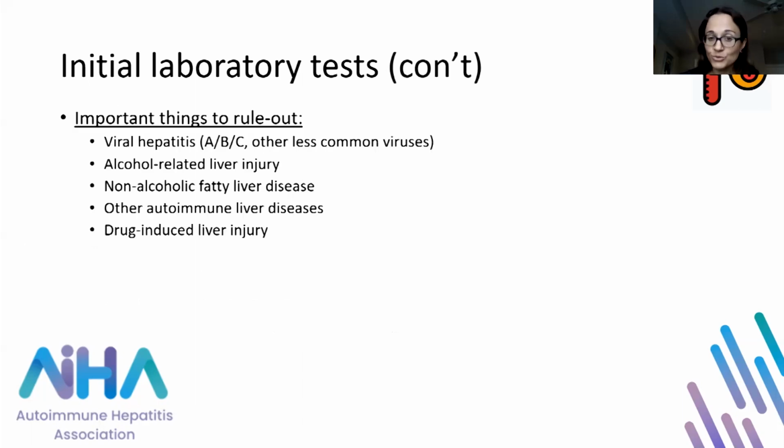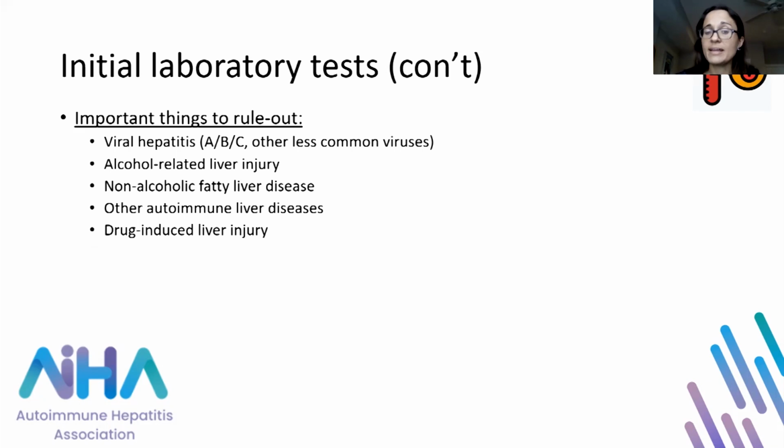While we're confirming the diagnosis of autoimmune hepatitis, we also want to rule out alternative diagnoses. And so typically patients are tested for viral hepatitis. So that's hepatitis A, B, and C. There are also some other less common viruses that sometimes we will test for. We want to know whether there's a contribution of alcohol-related liver injury and non-alcoholic fatty liver disease.